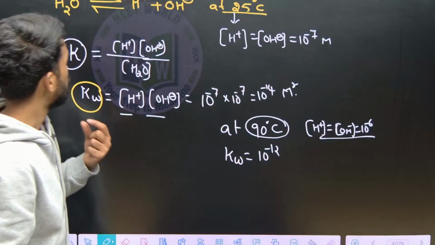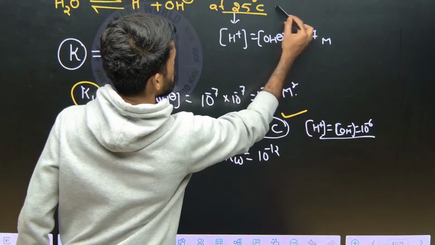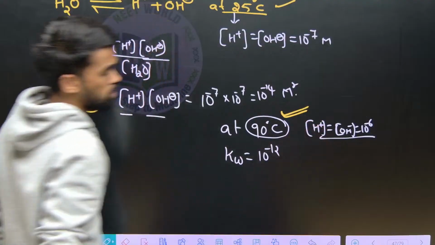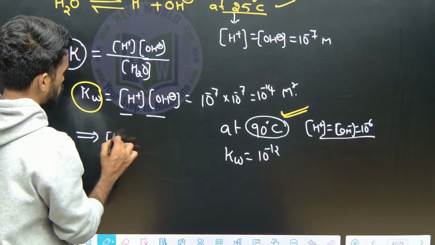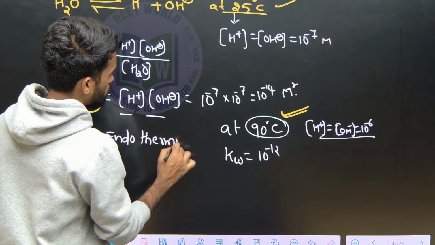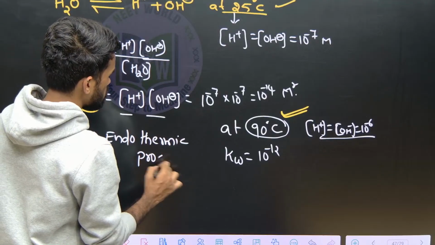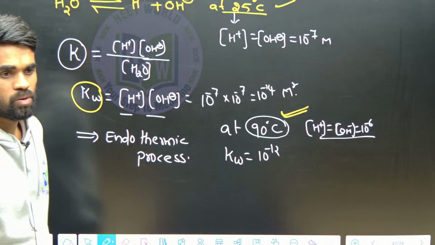So from this we can understand that the degree of dissociation of water, the ions formed from water, or the ionization of water takes place by an increase in temperature. So if we increase the temperature, ionization of water takes place. So dissociation of water is an endothermic process. What is that? Endothermic process.